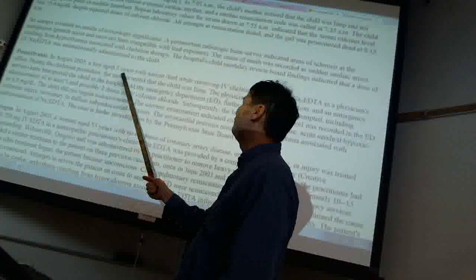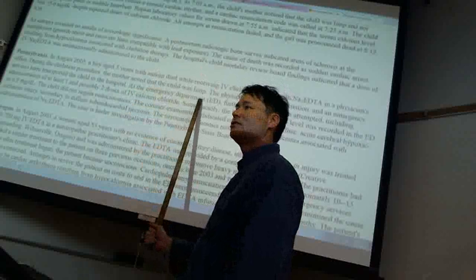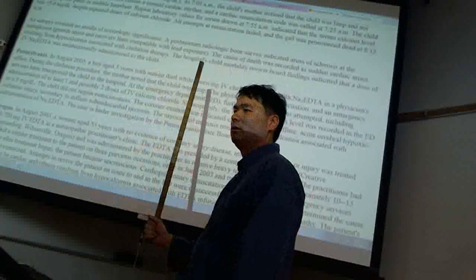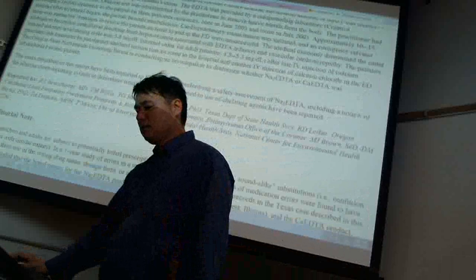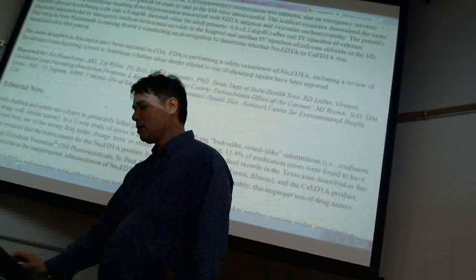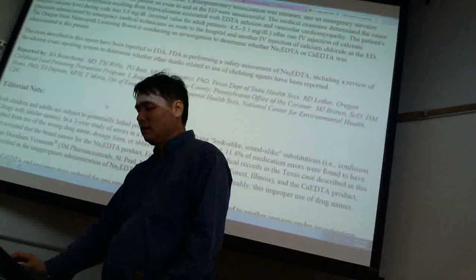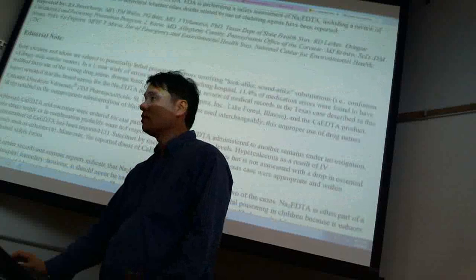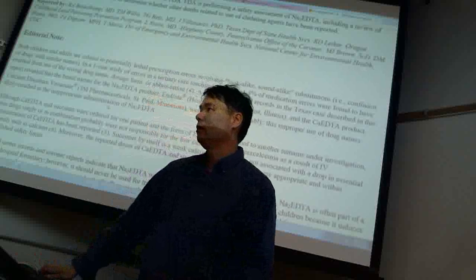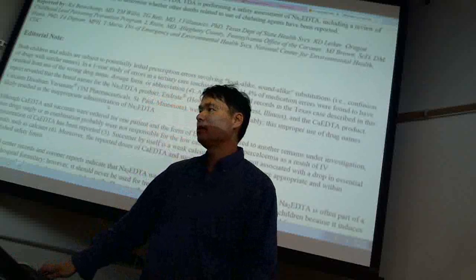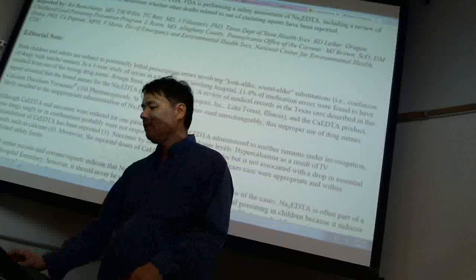Pennsylvania, 2005, a 5-year-old boy with autism. Same mistake, sodium EDTA instead of calcium EDTA. So one is better? No. One should be used instead of the other. Sodium is very aggressive. They have it there, but that's the aggressive one. Calcium is the less aggressive one. And so they needed the more aggressive one to treat more severe cases, like adults with severe lead poisoning, to bring the levels way down, something like that.